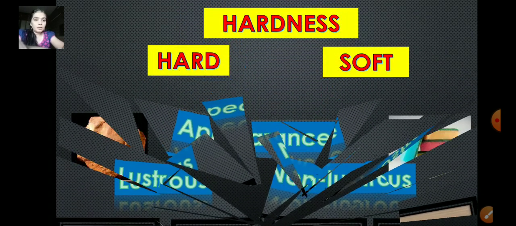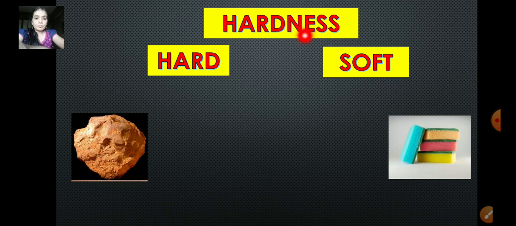Next, we learned about hardness. When we take an iron key and scratch other materials like stone or sponge, we can easily scratch the soft ones, but the hard materials we cannot scratch. The things which cannot be scratched are called hard materials. We also cannot compress them. Soft materials we can easily compress. For example, soft materials are sponge and cotton.